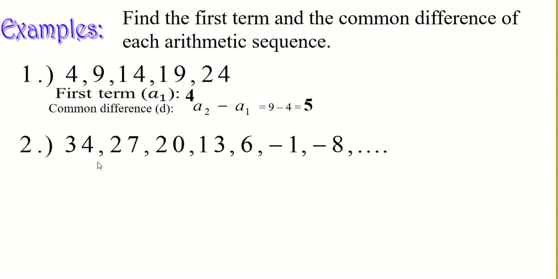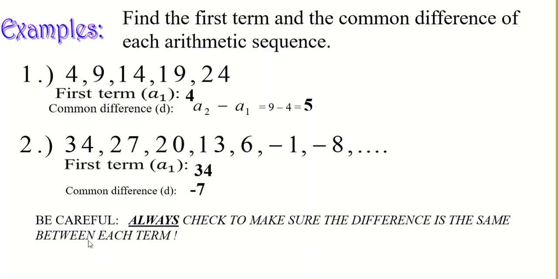Next. 34, 27, 20, 13, 6, negative 1, negative 8, and so on. So what is the first term? Correct, it's 34. And the common difference is negative 7. Next. Be careful. Always check to make sure that the difference is the same between each term. So try at least 2 pairs.